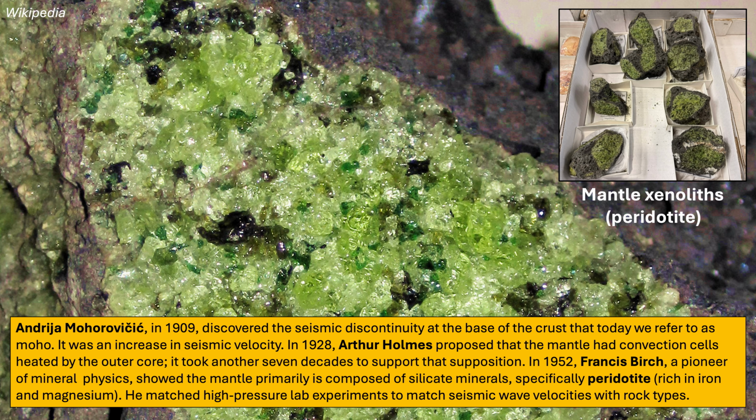In 1952, there was a guy named Francis Birch. He was a pioneer of mineral physics, and he showed that the mantle, which we didn't know the composition of at that time, right? He's the guy who did experiments in a lab and said, I think the mantle is made of this rock, based on the seismic velocity that we see in the mantle. And so peridotite, in fact, is what it is. It's rich in iron and magnesium. He ran high-pressure experiments to find out how fast seismic waves travel.